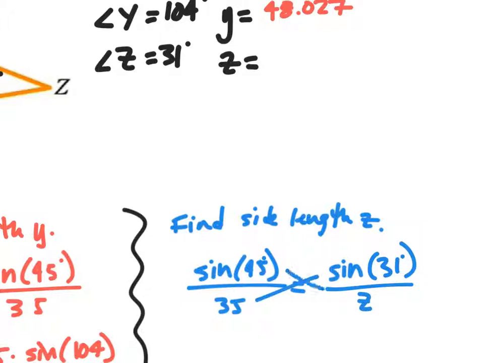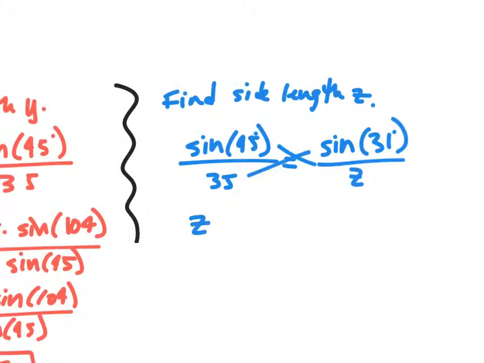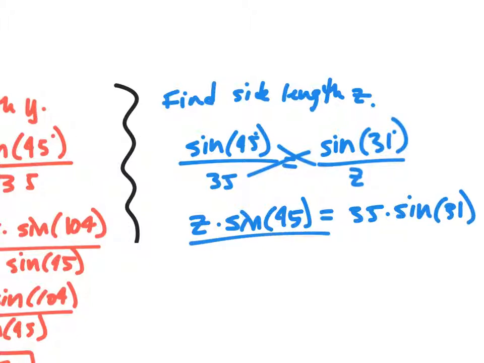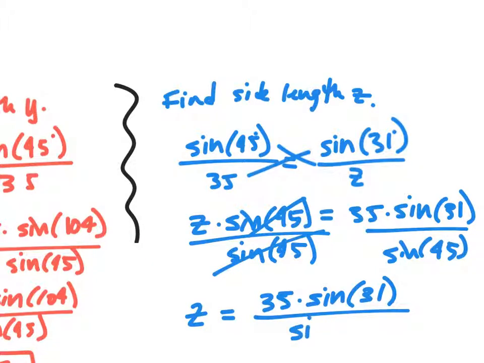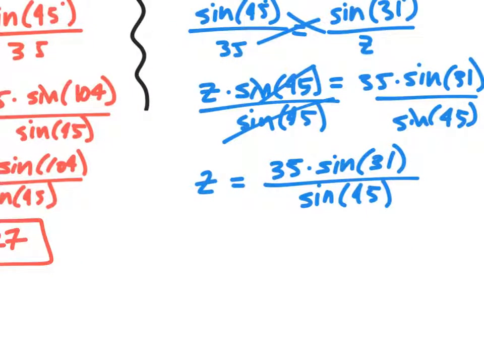Over side length z. Cross multiply. So we get z times sine of 45 is equal to 35 times sine of 31. Divide both sides by sine of 45. So we get that z is equal to 35 times sine of 31 over sine of 45. All right, plug that in your calculator. All right, so you get that z is approximately 25.493 degrees. Now, or not degrees, that's just side length.